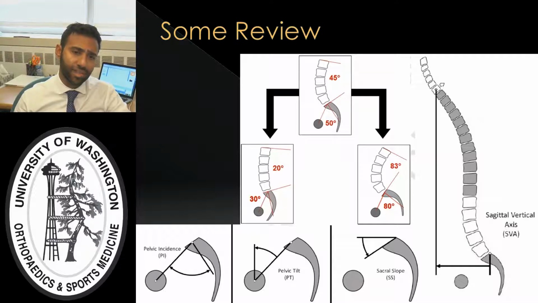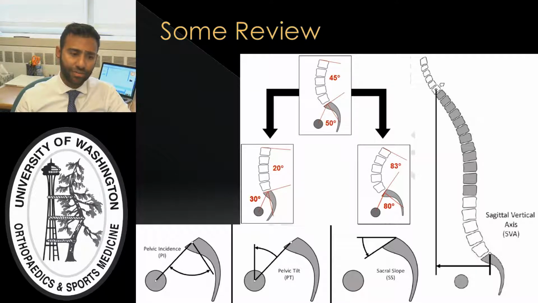And in this slide, you can see that the lordosis can vary significantly. Some people, it can be normal to have a lordosis of 20 or 30 degrees. In some patients, it can be normal to be having a lordosis of 70 or 80 degrees. The amount of lordosis you need to stand up straight depends on your pelvic incidence.